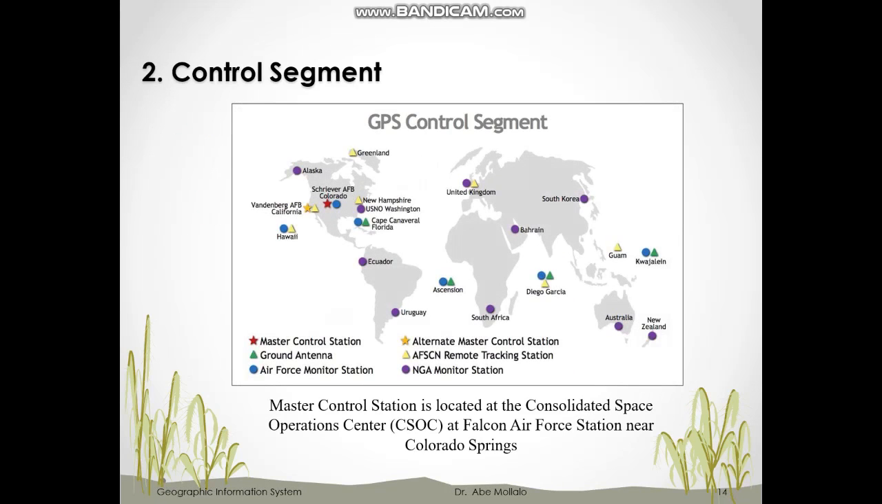And this is a map of GPS control stations. There are a number of GPS control stations distributed across the world to maintain the satellites. And the master control station here is located in Falcon Air Force Station near Colorado Springs, this red star.